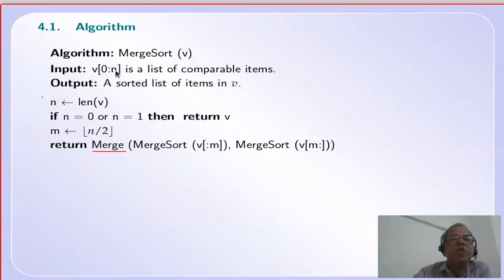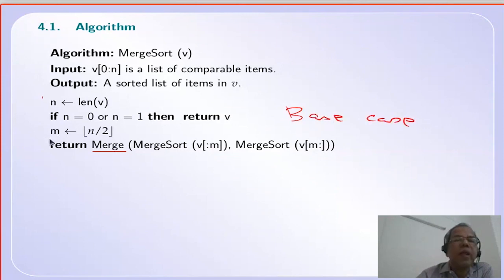V[0..n] is a list of comparable items. Output is a sorted list of items in V. What is the length of V? Let it be n. The base case: if the input is an empty list, the output is an empty list. If the input is a singleton, there is one item in the list, the output is also the same. So we say if n is equal to 0 or n is equal to 1, then output V is the same as input V. Base case.